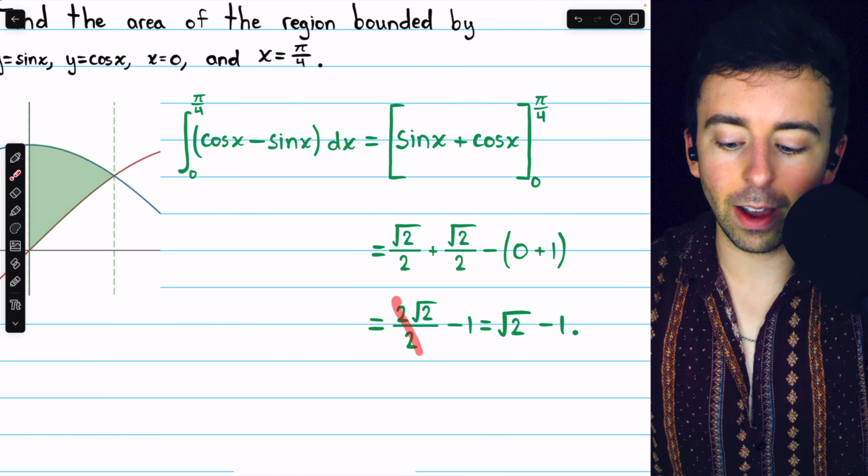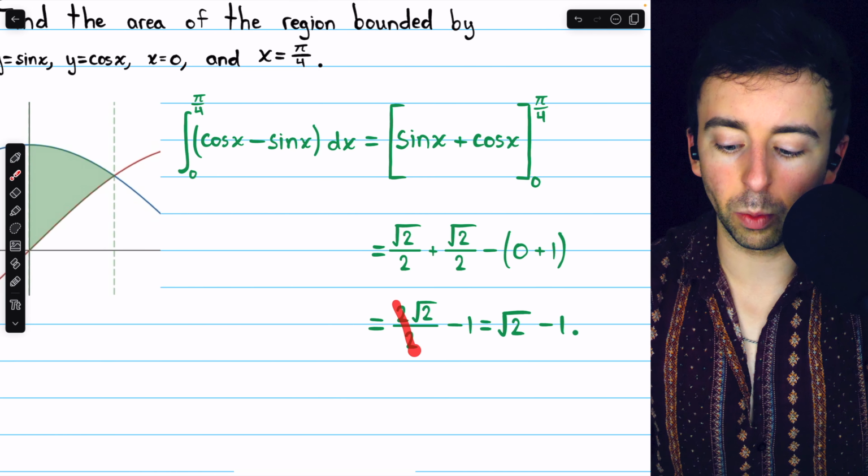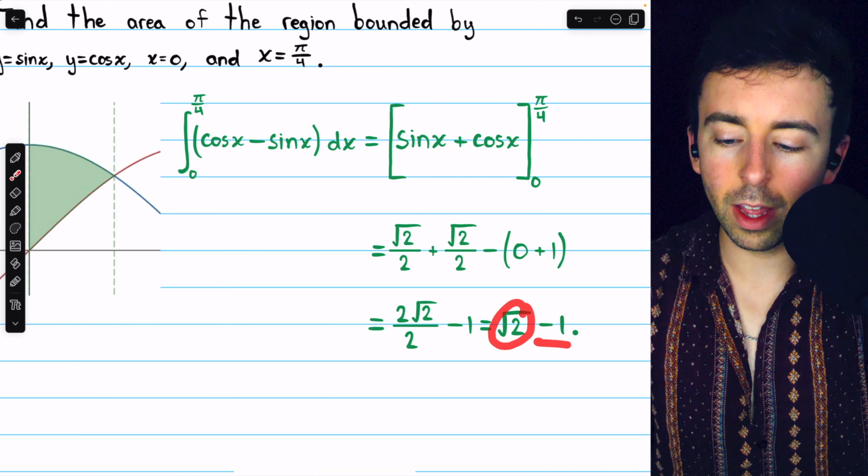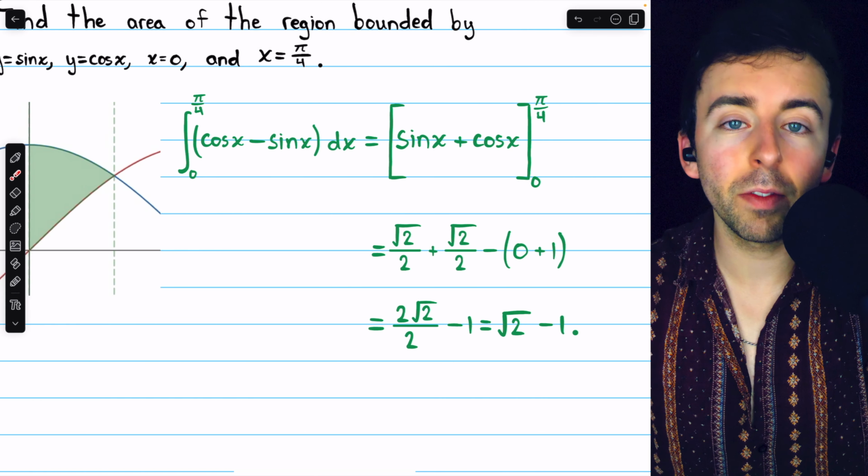Now the 2's cancel out with that 2 root 2 over 2 term. So once those cancel out, we just have root 2 minus 1. And that's the area of the bounded region.